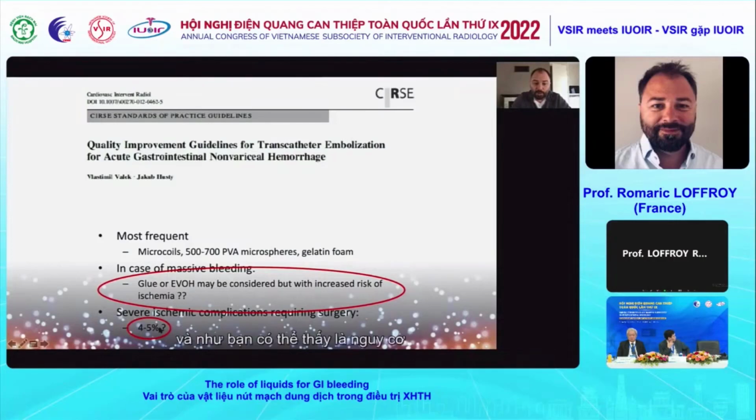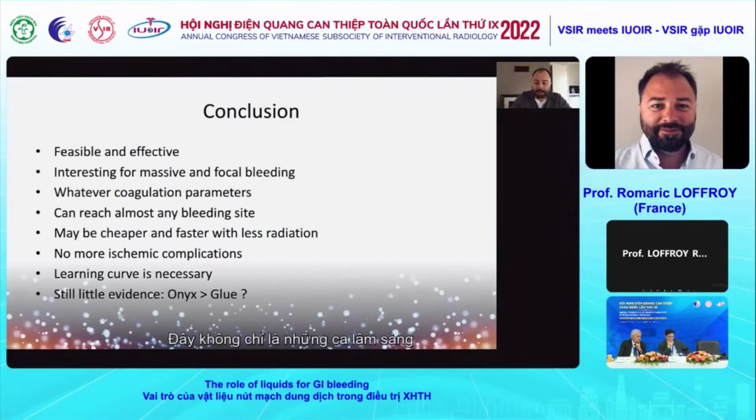And overall, as you can see, the risk of severe ischemic complications requiring surgery is reported to be between 4 and 5%. And as I showed you in the meta-analysis, it was reported to be less than 1% with the use of glue for both upper and lower GI bleedings. So this is really not the case, and this is very interesting to use liquids.